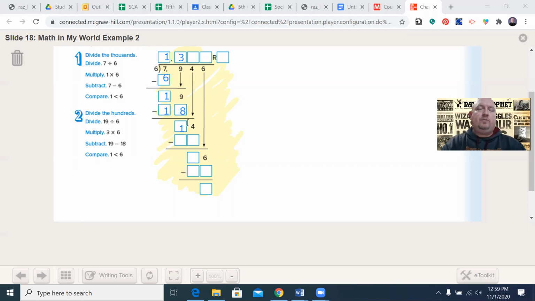That one group of 100 regroups as 10 groups of 10. So we have 14 groups of 10. 6, 12, 18. So we just want to go twice. 2 times 6 is 12. That one I'm sure most of you already had mastered. 14 minus 12 is 2. So that 2 groups of 10 is going to regroup as 20 groups of 1. Bring down the 6, I have 26 ones. If 6 times 2 is 12, I can double that and still not get to 26. So I'm going to start with a 4. 4 times 6 is 24.